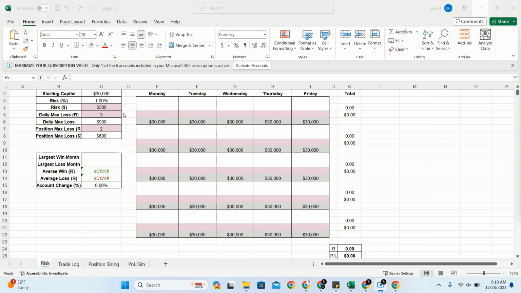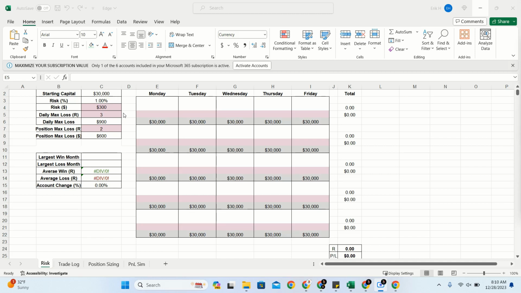Sometimes, yeah, I'll get back to even and sometimes even green. But from what has happened for me in the past, I know that this number can and has gotten a lot worse if I'm down 3R during a day.